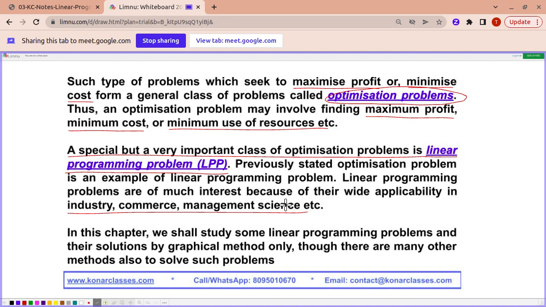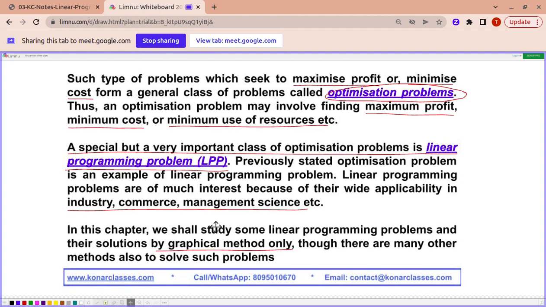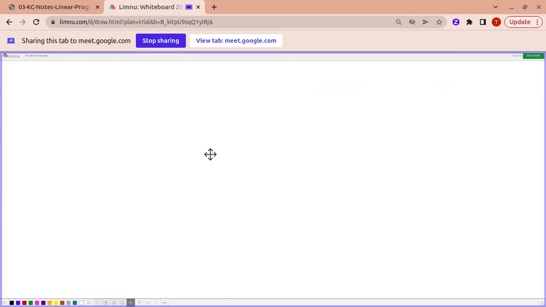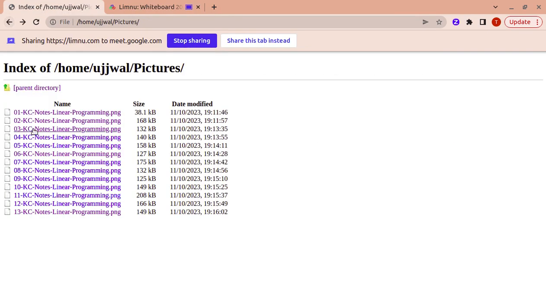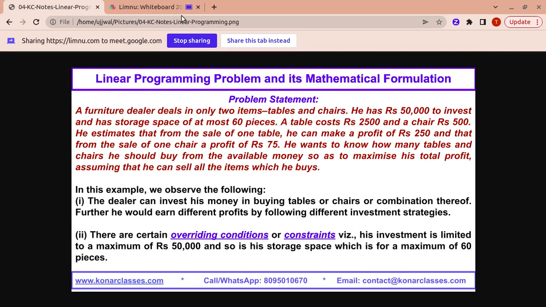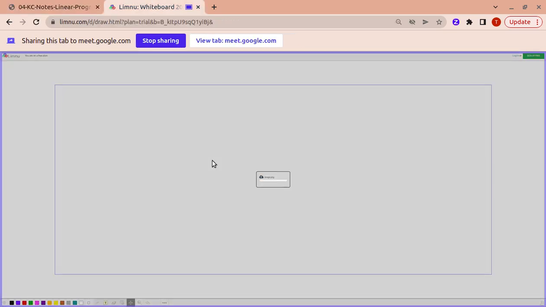So in this chapter we will study some linear programming problems and their solution by graphical method only. Apart from the graphical method, there are many other methods available to solve linear programming problems, but we will only stick to the graphical method. Okay, so let me now proceed further to explain. At any point of time, if you have any doubt, never hesitate to ask me.